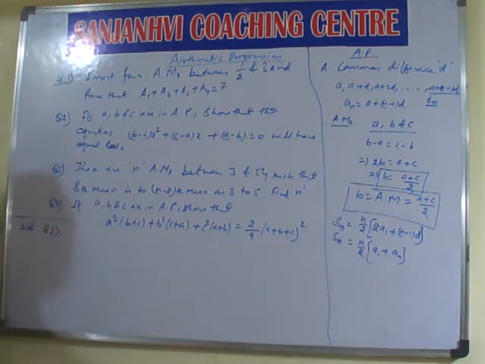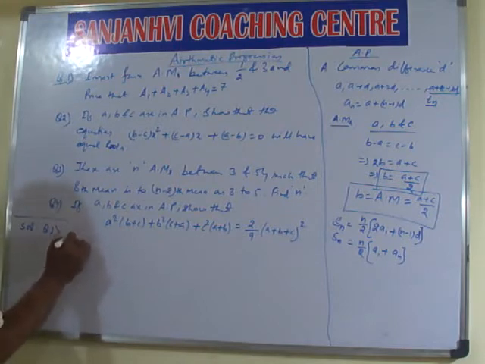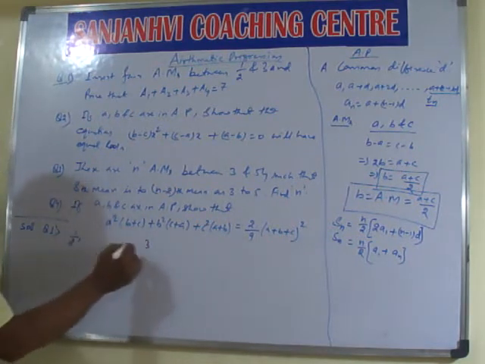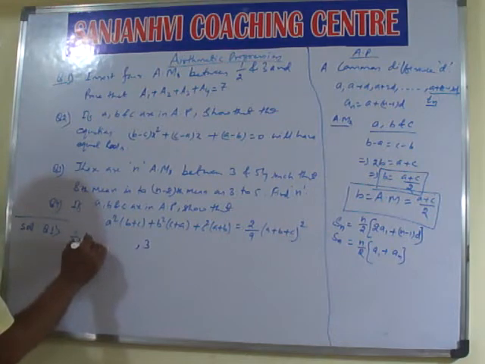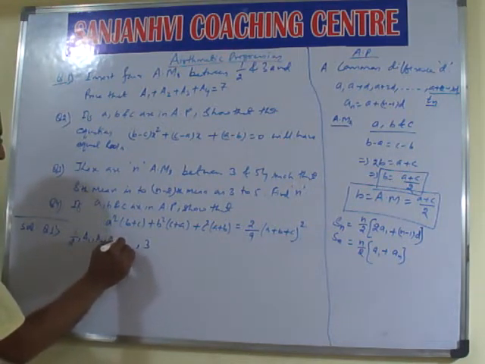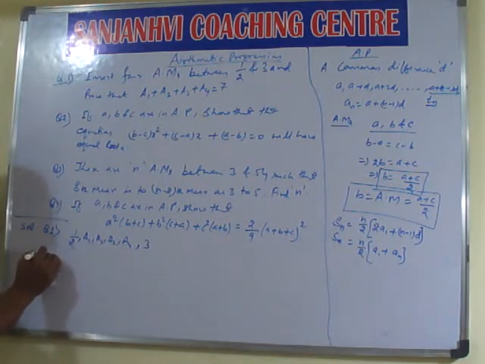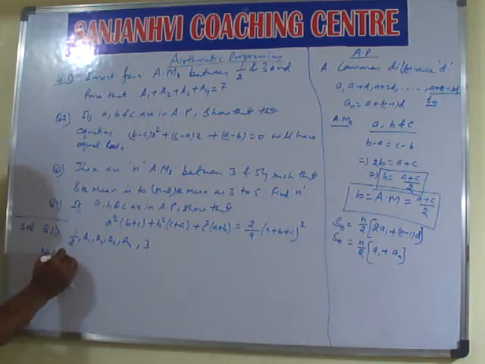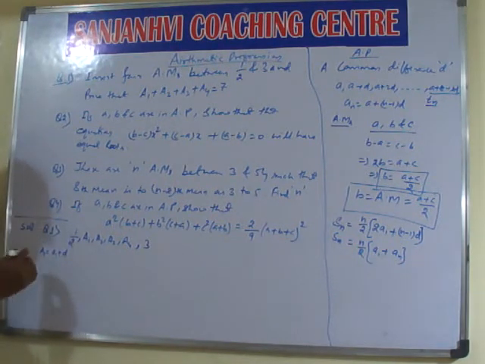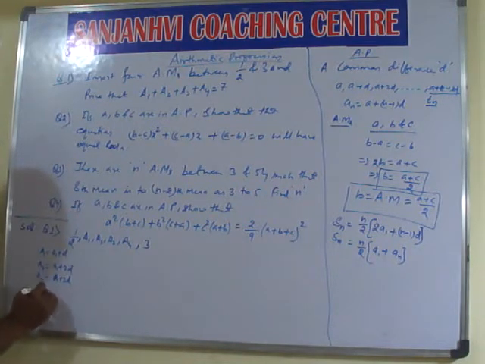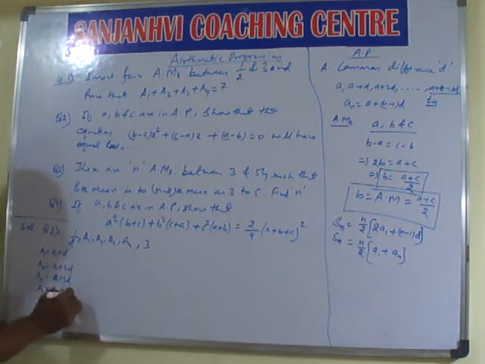So this is the solution of question number 1. The question is saying that we have to insert between 1 by 2 and 3, how many arithmetic means? 4: A1, A2, A3 and A4. Now what is the requirement here? We can write the terms as A1 plus D, A1 plus 2D, A1 plus 3D and A1 plus 4D, where A1 is nothing but the first term.